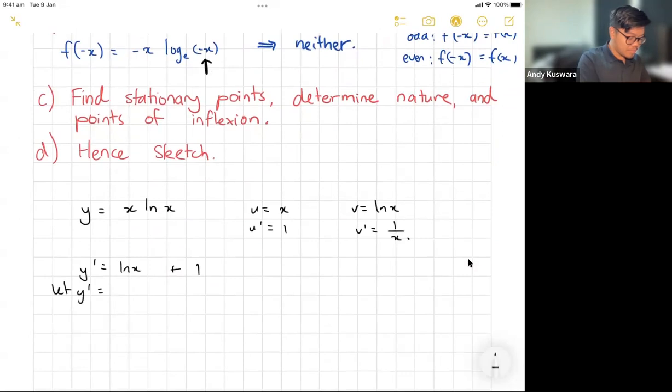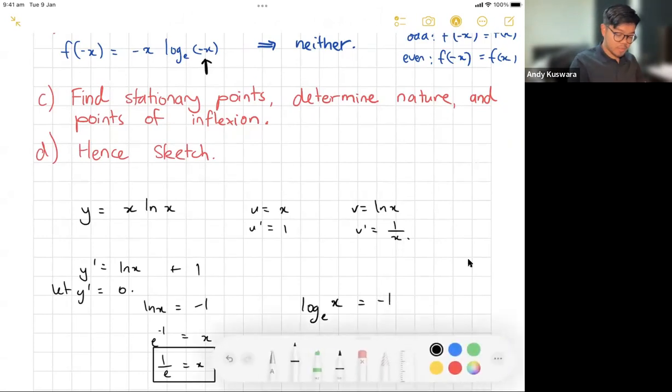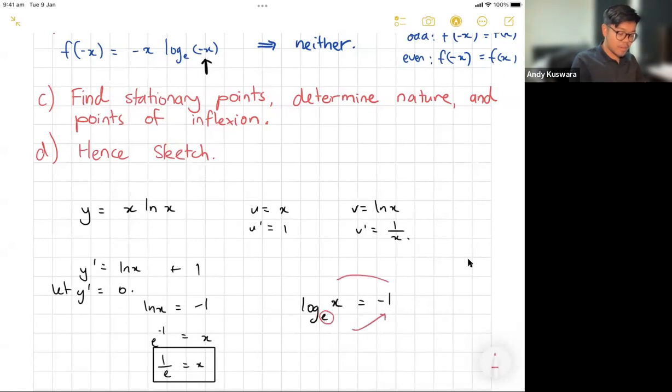How do I find a stationary point? Let y dash equal 0, so ln x equals negative 1. Using my log law, log e x equals negative 1 means this base to that power should equal that numeral. So e to the power of negative 1 equals x. I've written e to the negative 1 as a positive index, so x equals 1 on e. That's my stationary x value.